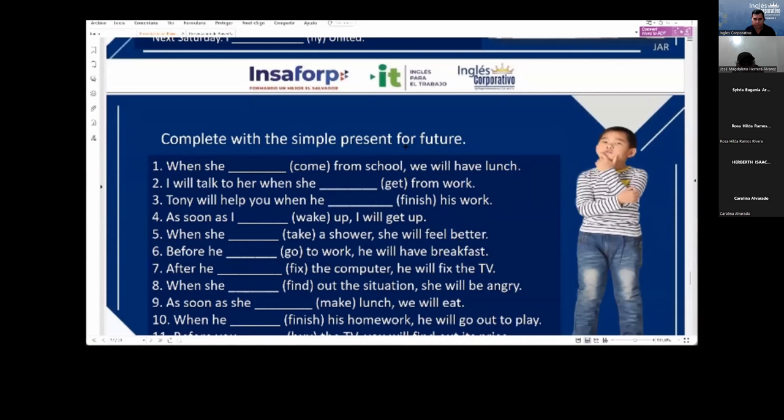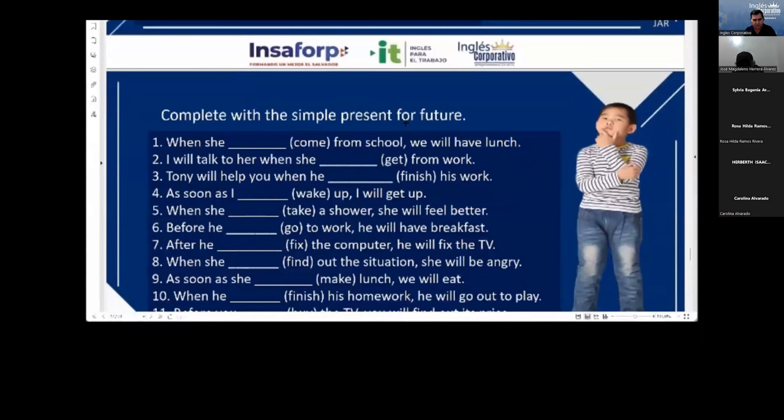Vaya hasta ahí porque ya no me salió la otra. Allí en la 10 no la hemos pasado. Puede leer la 9, por favor. No, perdón, la que sigue sería la 11. Before you buy the TV, you will find out its price. After you win the game, you will celebrate with friends. Esa es la última. Esas serían, ¿verdad, compañeritos? Lo hace falta más repaso, creo yo. Démosle.